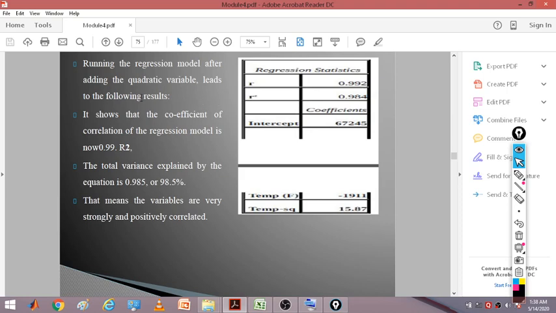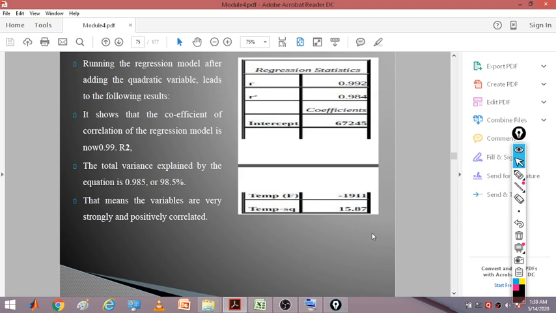Okay, now it shows that the correlation coefficient of the regression model is now 0.99. That means it has improved. The total variance explained by the equation is now 98.5, which is a drastic improvement. When we take temperature square, we get 98.5. So this means it has improved a lot, and the variables are very strongly and positively correlated.